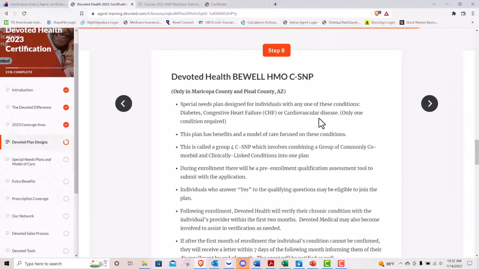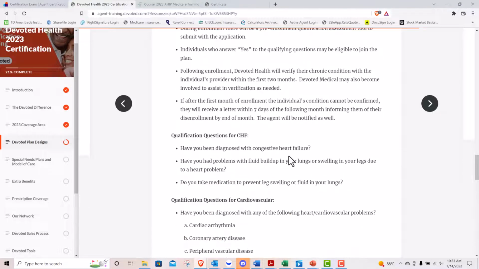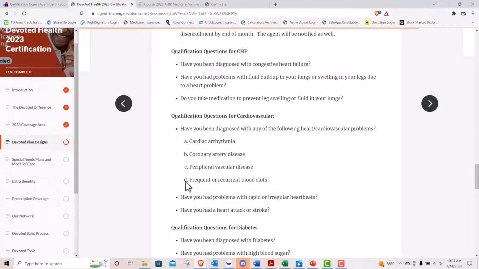This must be their... Oh, they got diabetes, CHF, and cardiovascular disease. Oh, that's good. So this means that the plan, this is Arizona of course, isn't only going to be a single diagnosis. It's going to be one of these 3 conditions: diabetes, CHF, or cardiovascular disease, and then you can go within the HMO. I guess it makes the HMO a little bit larger, and these are the qualifying questions to ask.